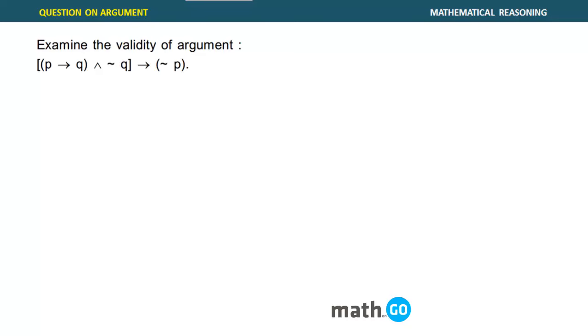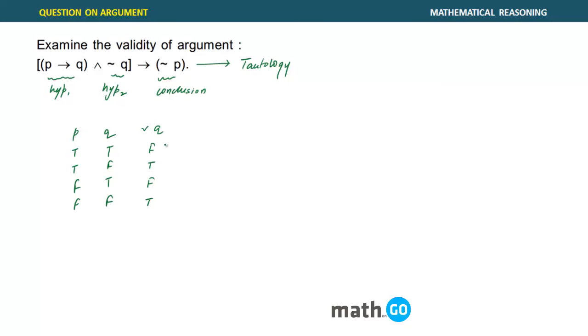Okay, now let's take another problem to validate the argument. Here the argument is already given in the statement form. So this is your hypothesis 1. This is your hypothesis 2, and this is your conclusion. You want that if this particular statement comes out to be a tautology, then this will be valid, otherwise it will not be valid. Okay.